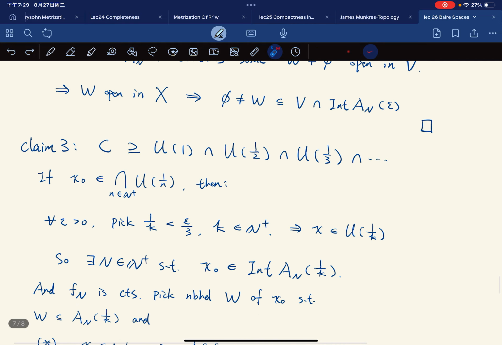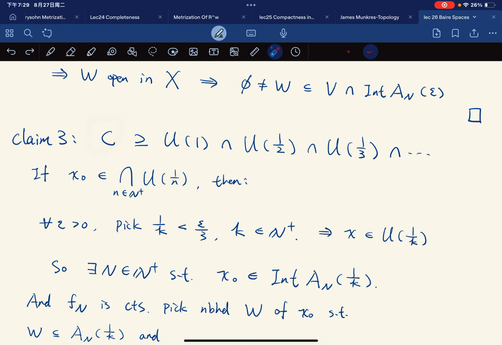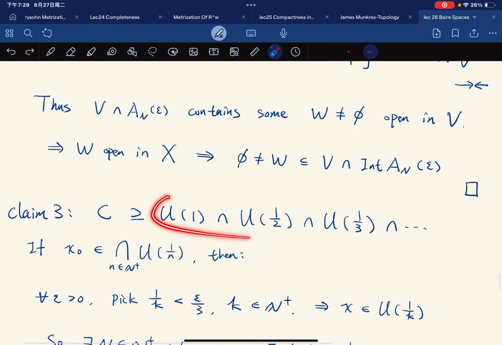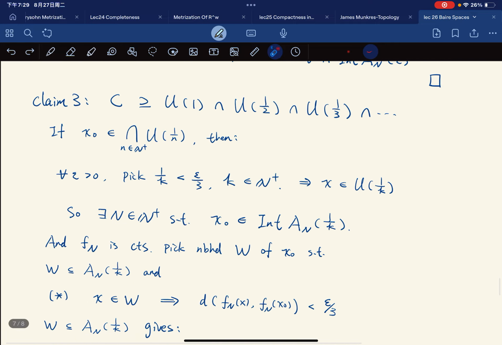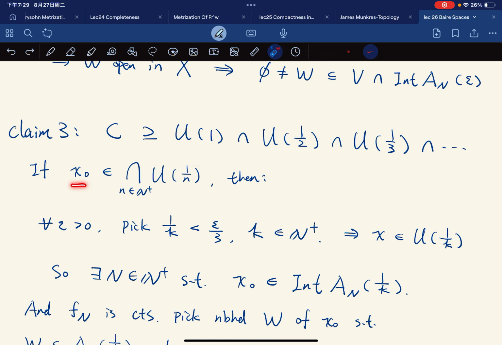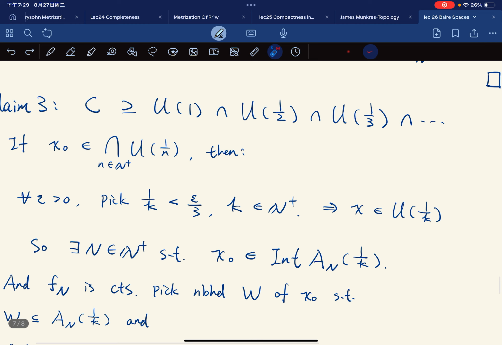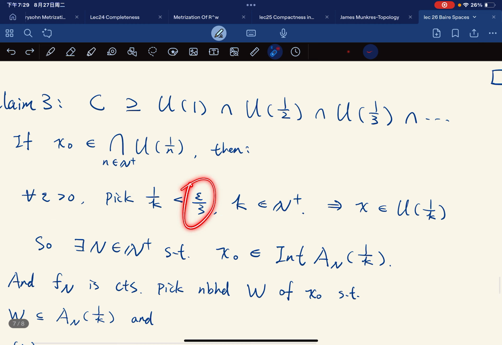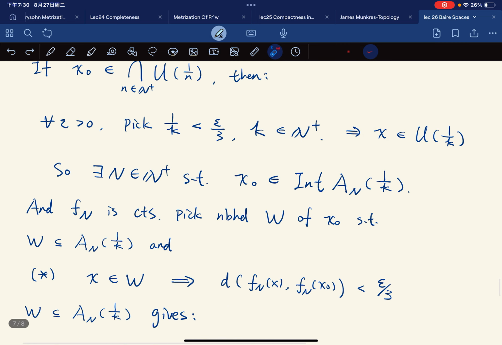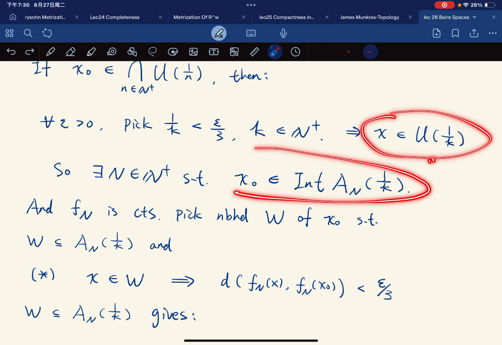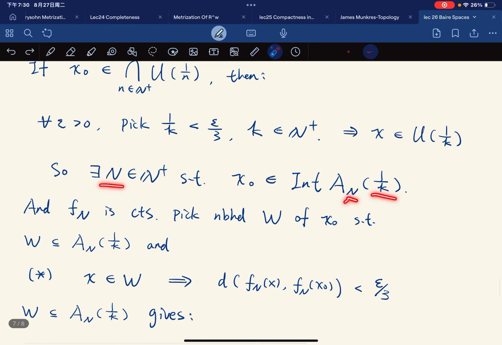And we have a third claim, that C contains the intersection of the U_epsilon as a subset. Well, to do this, recall the definition of U_epsilon. We define the U_epsilon as this. This is an open set, okay? So suppose x naught is in all of them. Then for any epsilon, first we pick 1 over K less than epsilon over 3, and x naught is in this U_{1/K}. So if it's here, then it must be in some interior of A_n^{1/K} for some n.